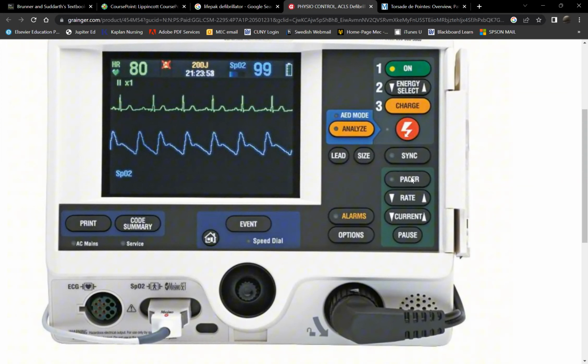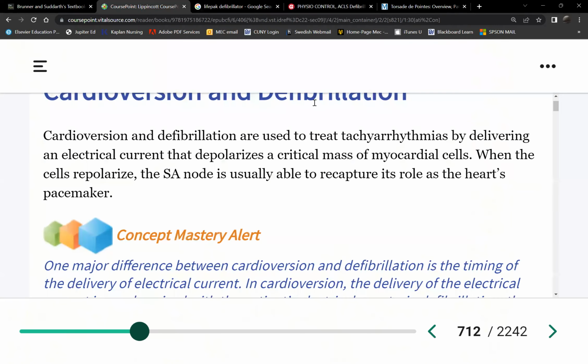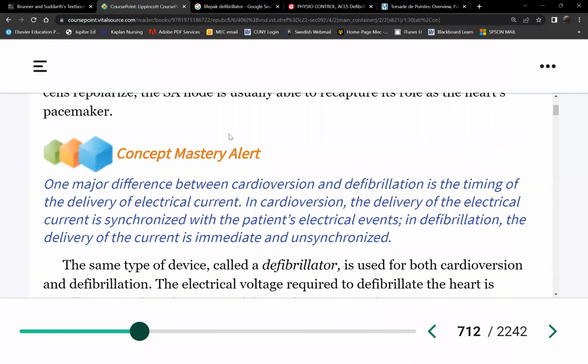What turns this into a pacemaker? A temporary pacemaker, the pacer button. Turn it on, apply the pads, it becomes a temporary pacemaker. If both are off, what is it? It's a defibrillator. Okay. So let's look at the difference.